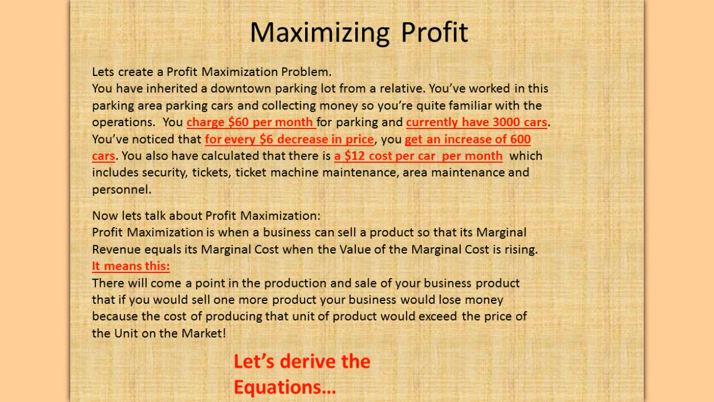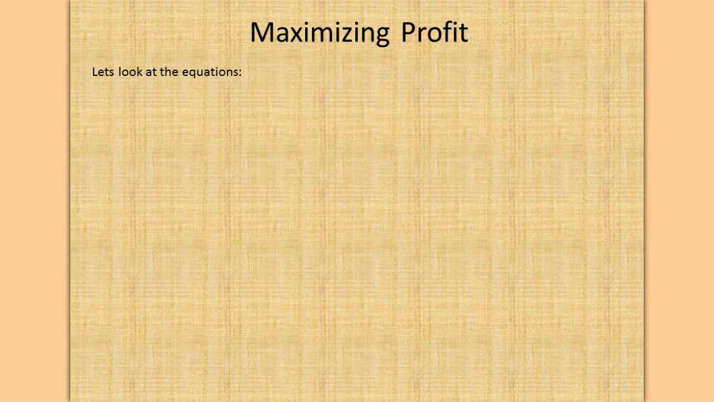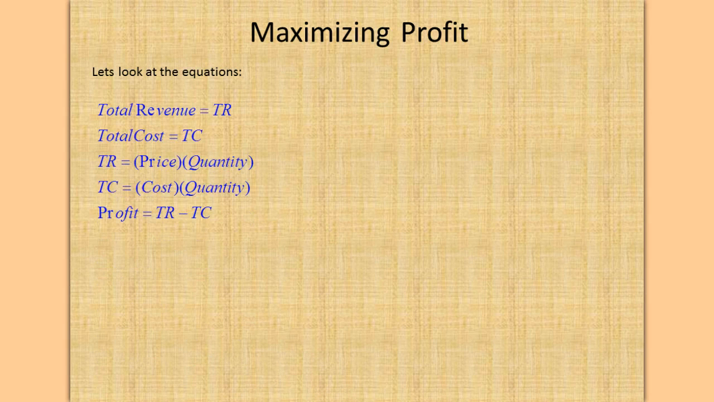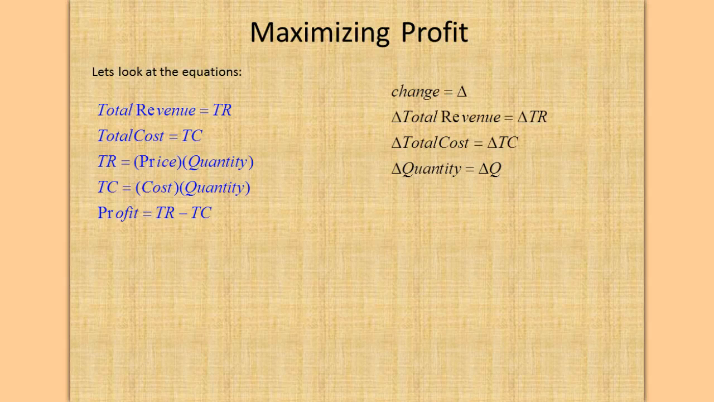Okay, let's derive the equations. Total revenue we're going to call TR. Total cost we're going to call TC. So total revenue equals price times quantity, and that's what we did last time with total revenue. Total cost equals cost times quantity. And profit equals total revenue minus total cost.